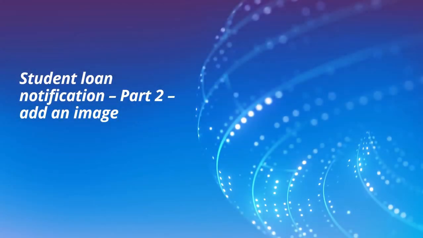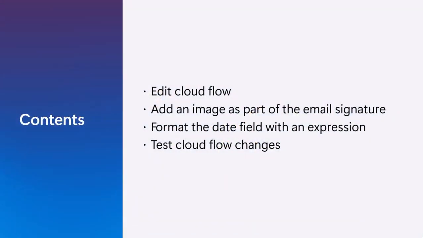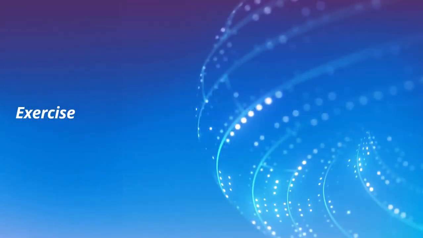Hi there. This is part 2 of the Cloudflow where we notify a student when they've taken out a book loan. During this video, we will be editing the Cloudflow that we've already been working on. We'll be adding in an image as part of the email signature, and we'll also format the date field with an expression. Finally, we will test the Cloudflow changes that we've made. Let's move across to the exercise and start building.